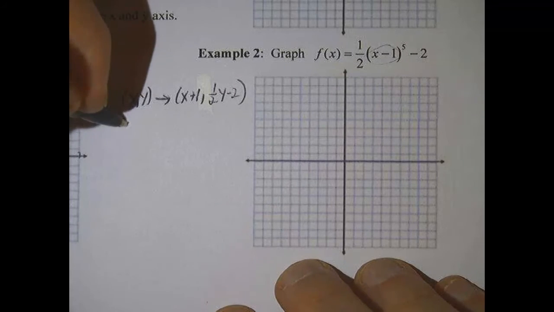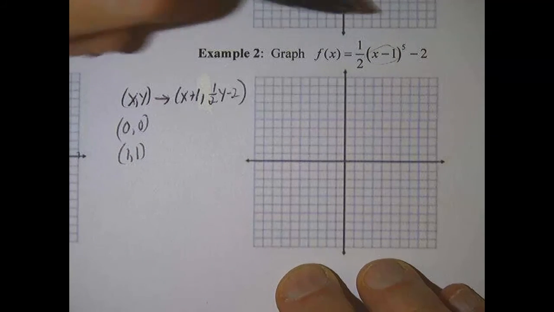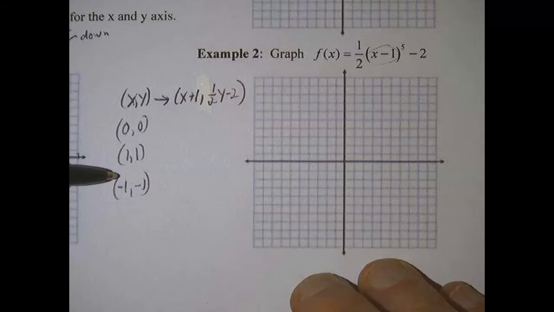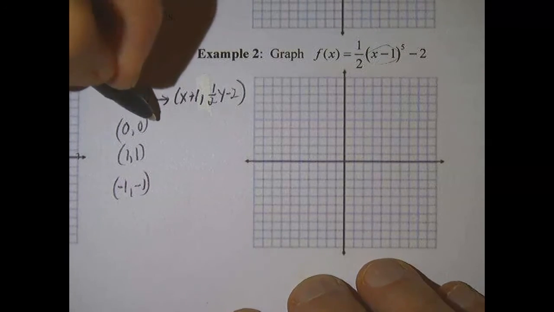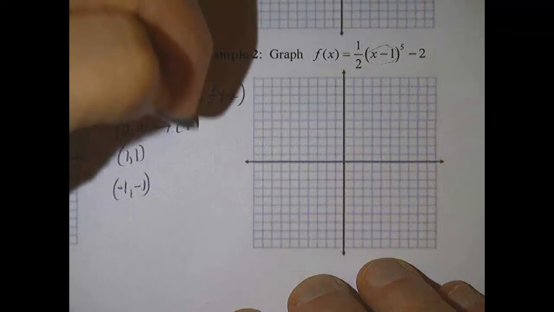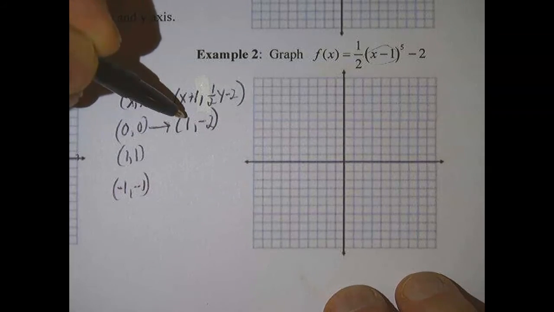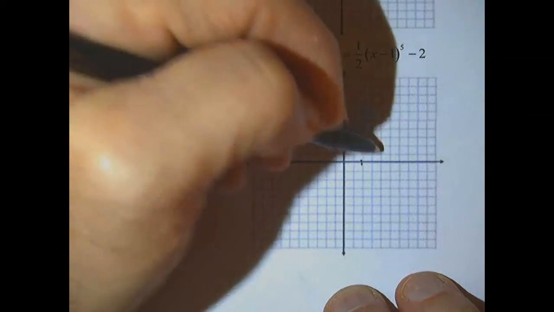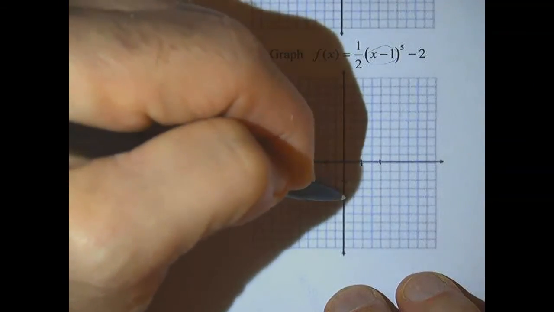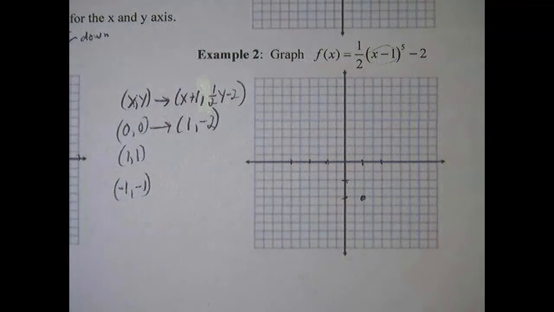All right, so I know I've got those 3 points, the 0, 0, the 1, 1, and this is an odd power function, so it's going to be the negative 1, negative 1. Those points are on the parent function, and so when we apply the rule here, we're going to get 1, and then 1 half of 0 minus 2 is negative 2. So there's my new pivot point. It's not really a vertex for this, but there's my pivot point. Let's make the same scale. And let's just plot the 1, negative 2 right there. There's the pivot point of that function.